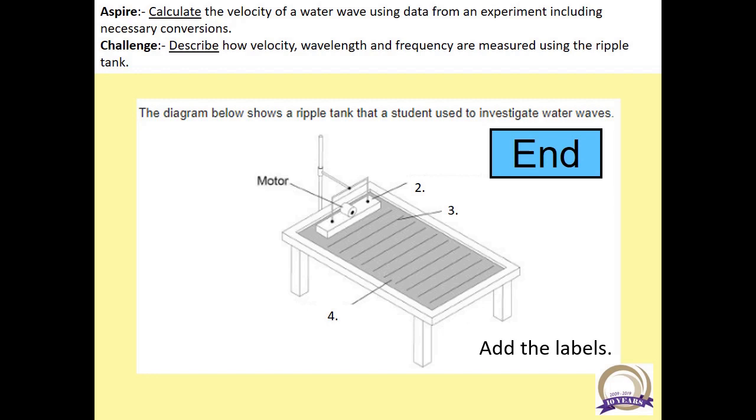Okay, number 1 then, so there's your motor. Number 2, bar vibrating up and down. Sometimes it's called a dipper on some diagrams because it dips in and out of the water. 3 is pointing to the line, which represents the wave, and 4 is just the water in the ripple tank. Sometimes you'll see a diagram in the exam and it's got the bulb above it and paper underneath it.